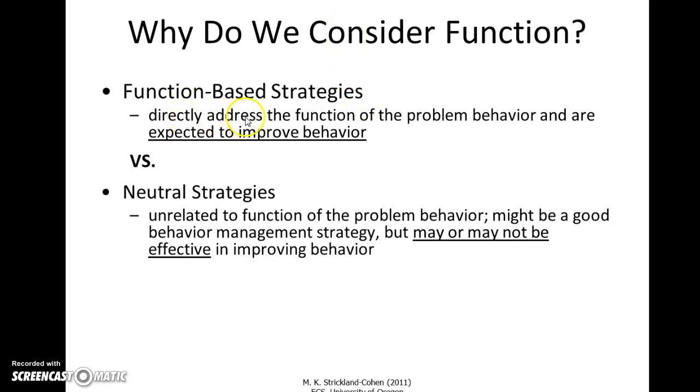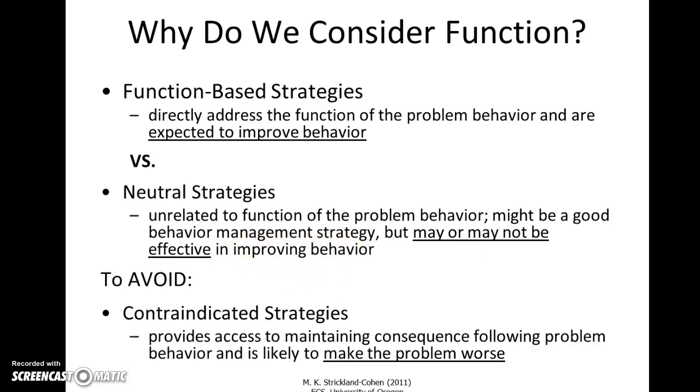So it directly addresses the function of the problem and is expected to improve behavior, versus neutral strategies, which are unrelated to the function of the problem behavior. It might be a good behavior management strategy, but may or may not be effective in improving behavior. I'll talk about the difference between those two. What you want to avoid is the contraindicated strategies, which provide access to the maintaining consequence following problem behavior, and are likely to make the problem worse.